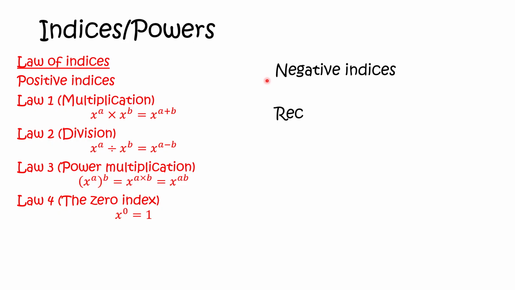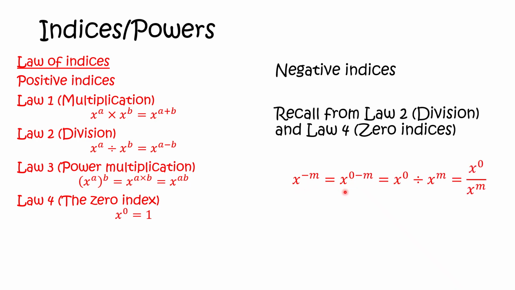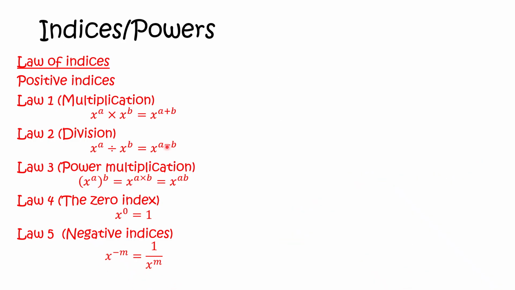Now, let's look at negative indices. So with negative indices, we recall from law number 2 of division and law number 4 for zero indices. If we have x to the power minus m, that's the same as having x to the 0 minus m, which is the same as having x to the 0 divided by x to the m, which is expressed as that. Now that would simplify to 1 over x to the m, implying then that x to the minus m is equal to 1 over x to the m. So that is the fifth law, the negative indices.